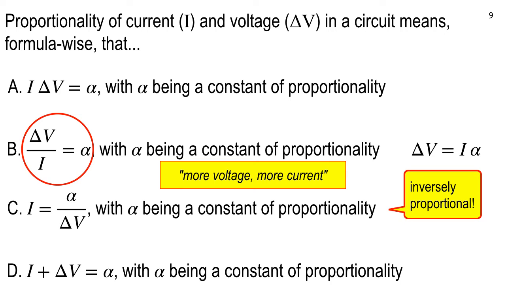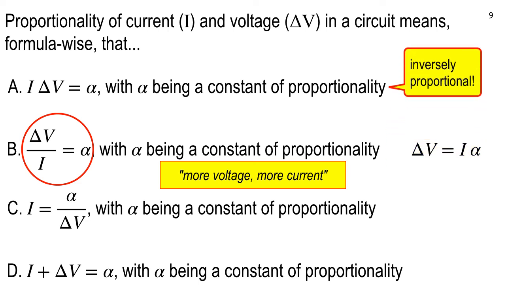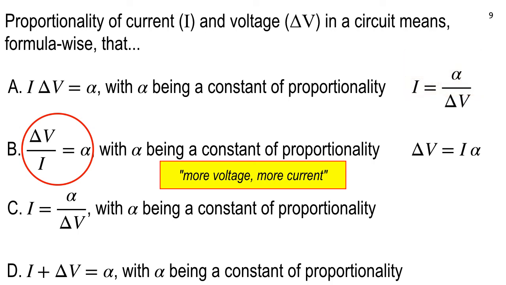Now, C is inversely proportional. This one up here is also inversely proportional. Why is that? If you divide both sides by delta V, you get alpha over delta V, which is equation C. Now, A, B, and C were the three variants. Let's see what we have here. Well, it's good. A plurality, 41%, chose B. The others were 30% and 30%, 24, 24, and 33. So more of you voted for B than for A or C.